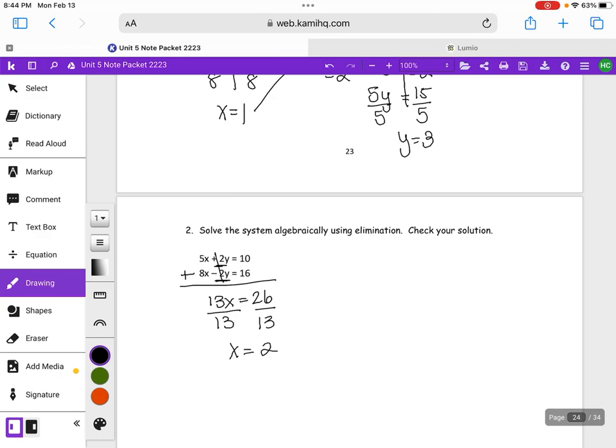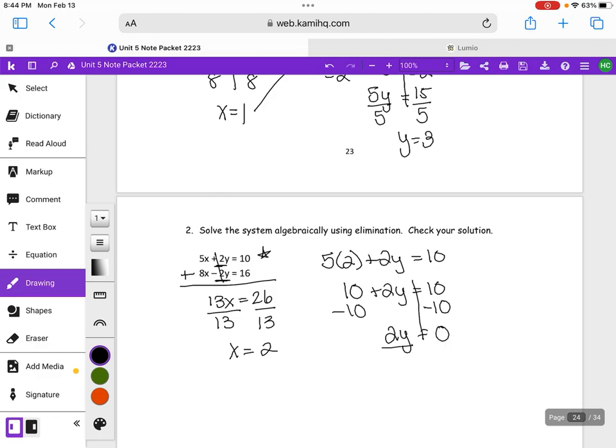Now we're not done because we need what our y is equal to. So I'm going to go back up again to that top equation. Instead of x, I'm going to write 2: 5 times 2 plus 2y is equal to 10. 5 times 2 is 10, plus 2y is equal to 10. Draw my railroad tracks, subtract 10, 2y equals 0. Divide by 2, divide by 2, y equals 0. So my answer is x equals 2, y equals 0, or the coordinate pair 2, 0.